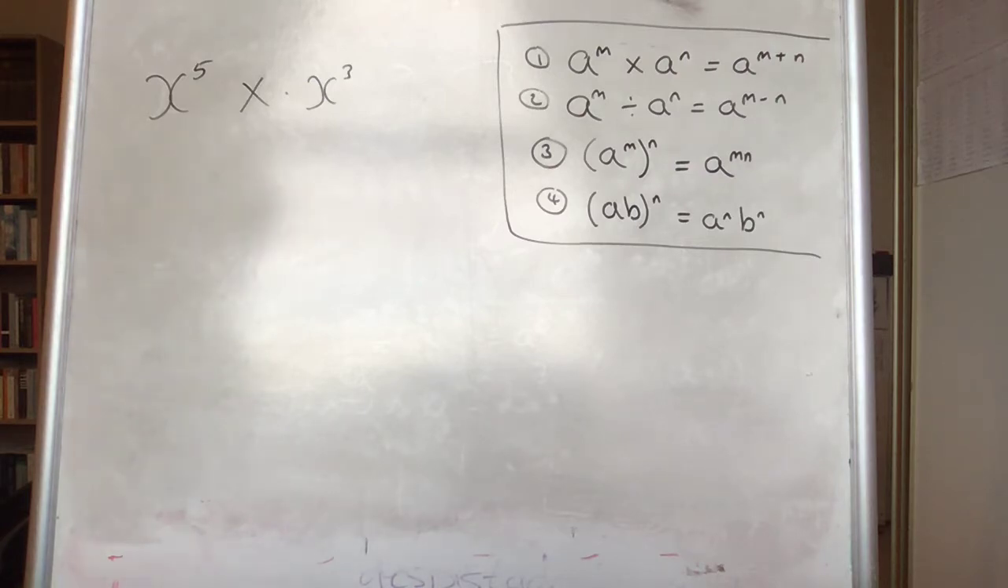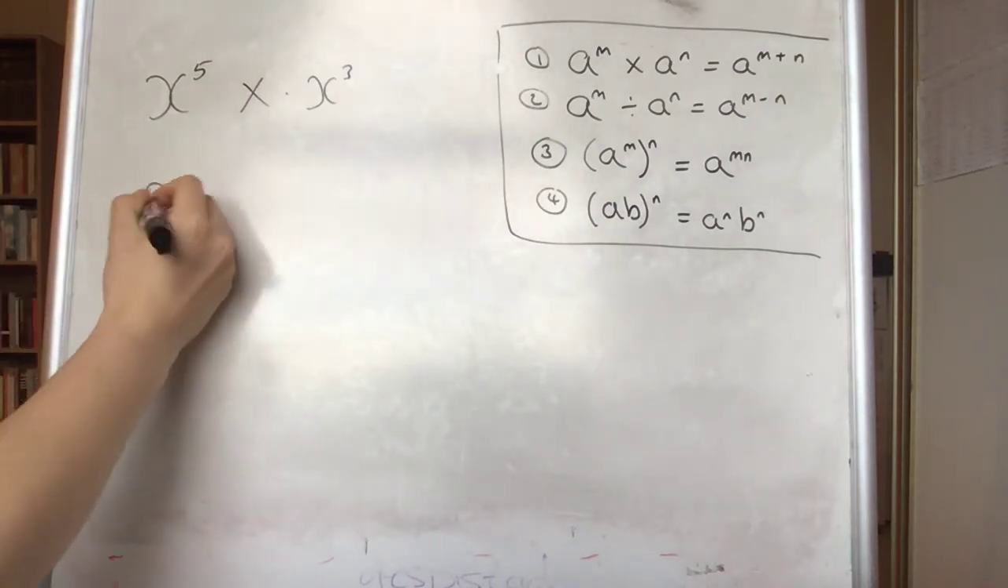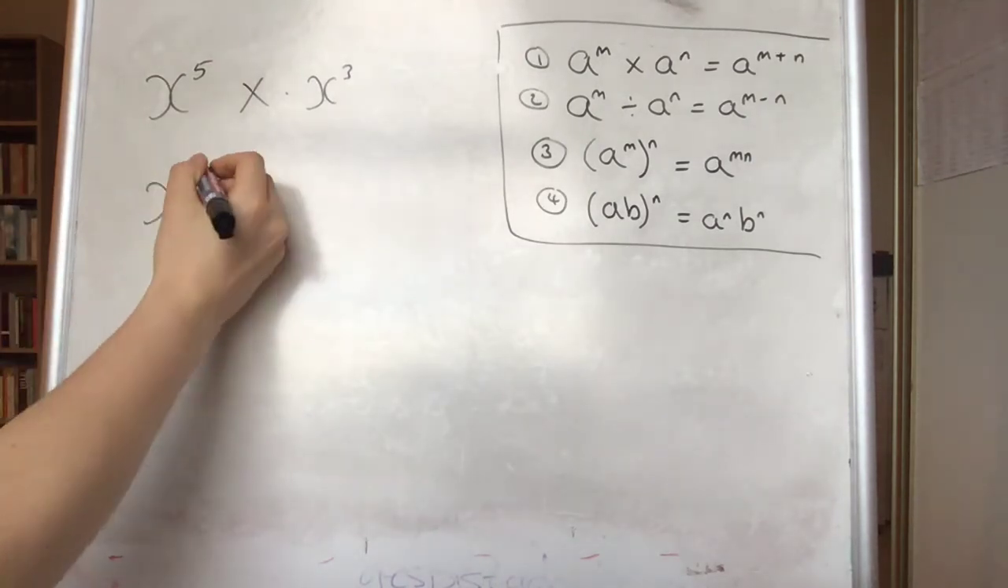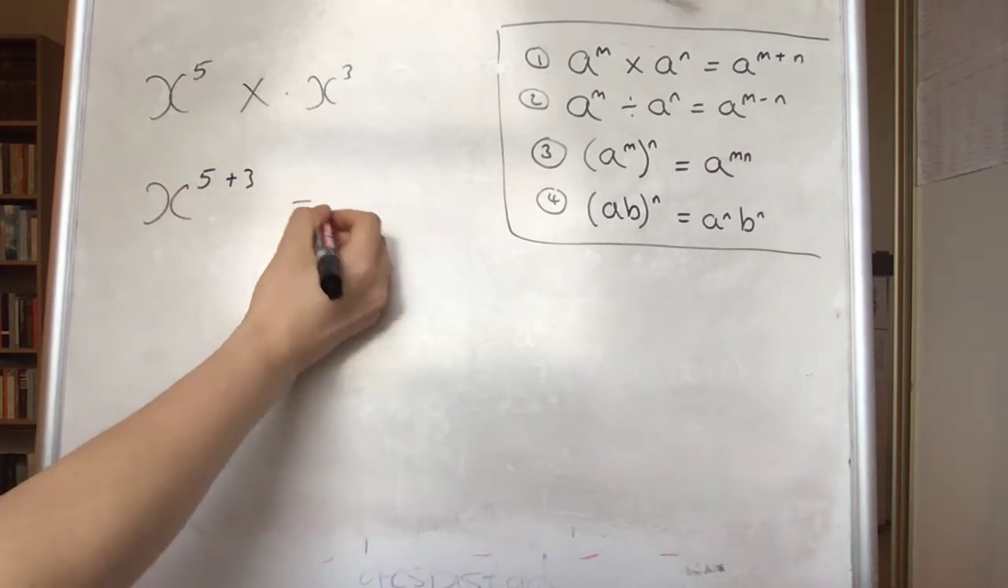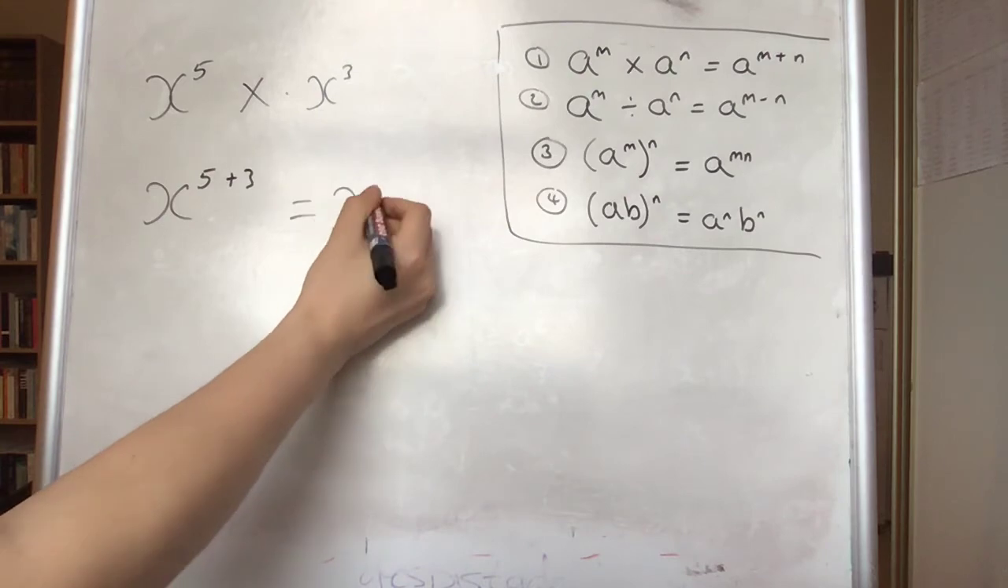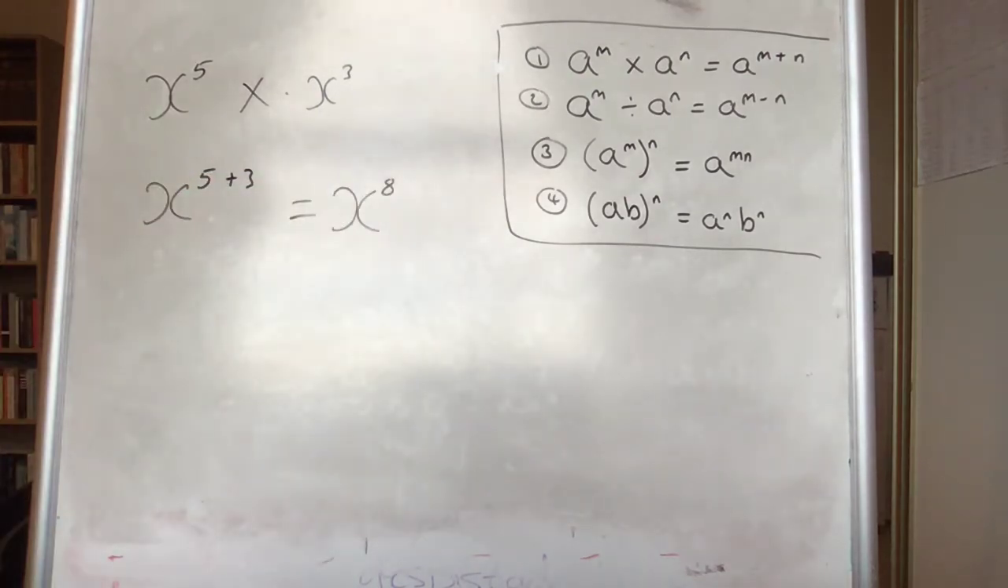Well, if we were going to apply our first rule, which is over here, we simply need to take our base, which is x, and then we need to add together our indices. That's 5 plus 3. And 5 plus 3 is equal to 8, so that gives us x raised to the power of 8, and that is our final answer.